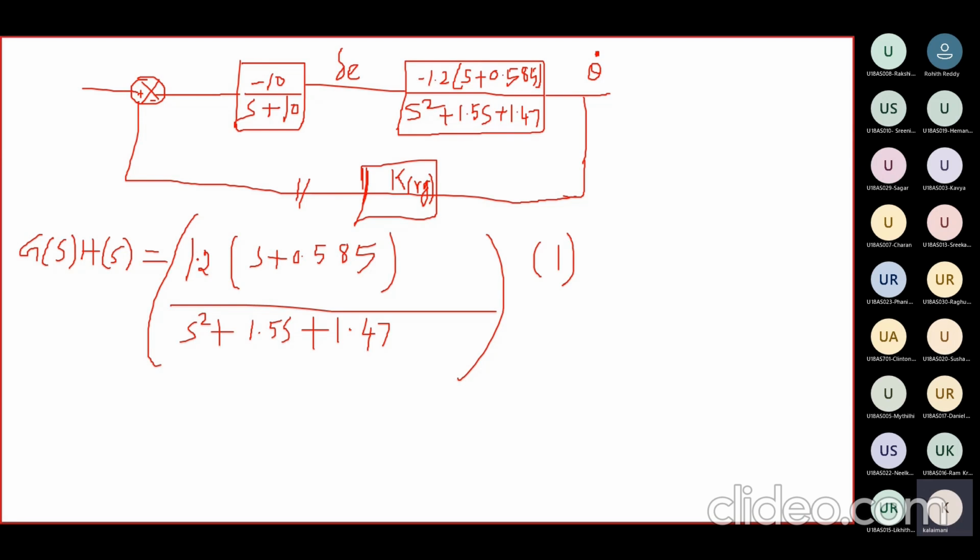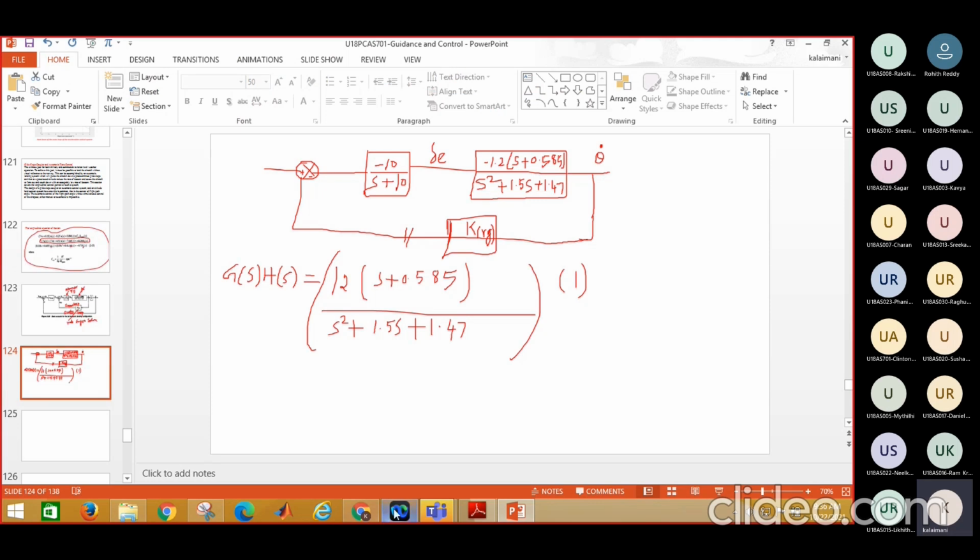So how can you sketch that? Please locate the poles and zeros of the given open loop transfer function. I have one zero, that is s equal to minus 0.585. Then two poles come from solving the equation s square plus 1.5s plus 1.47 equal to 0. From that we will get the poles of the given open loop transfer function.